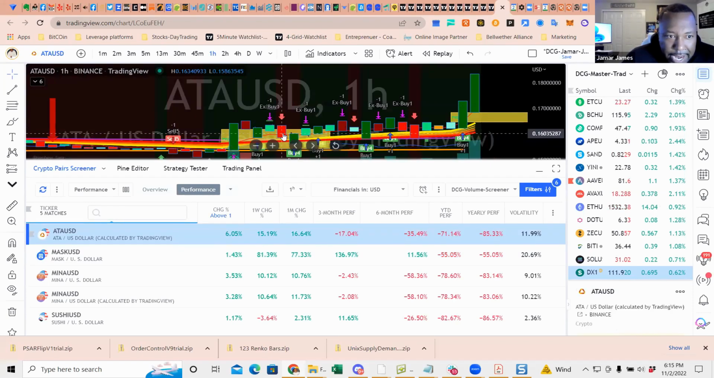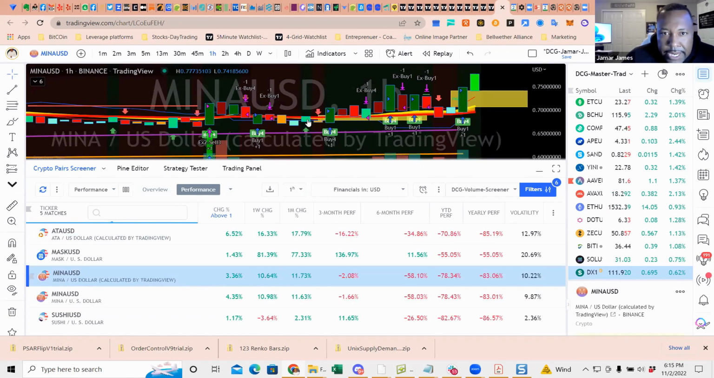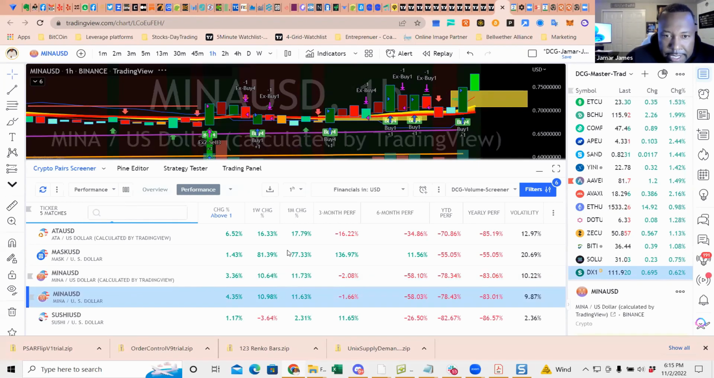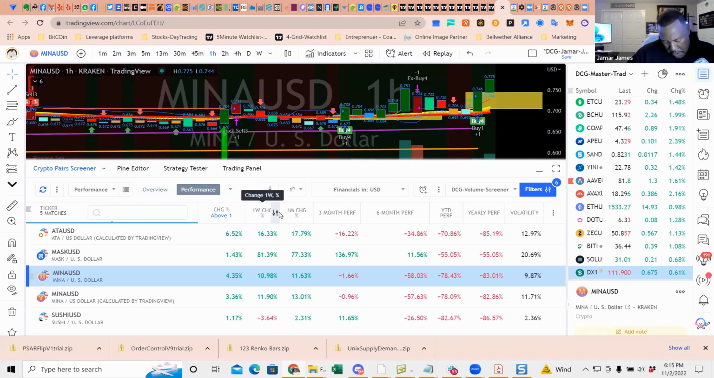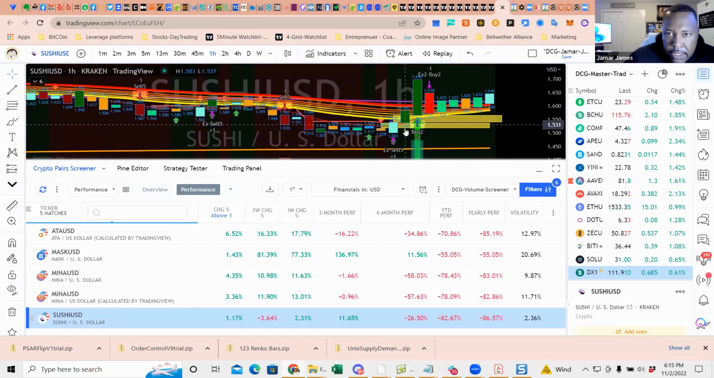You see this ATA, this Mina, just getting up when it starts. 70 cent to 75 cent. When you're talking about pennies, that's a big move. And then I have it set up where I can see the week change, the month change, so I can see the trending. And mass has been trending the whole time, and I'm just surprised a lot of people haven't seen it.